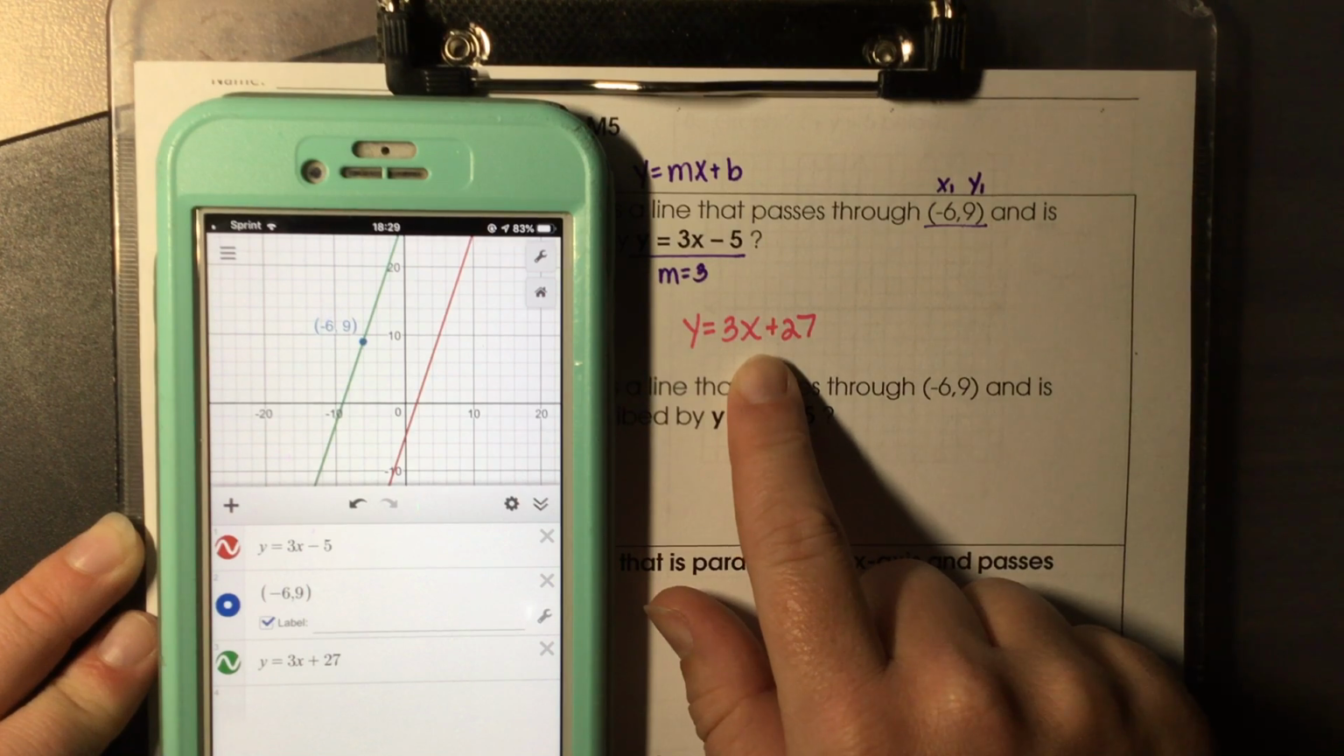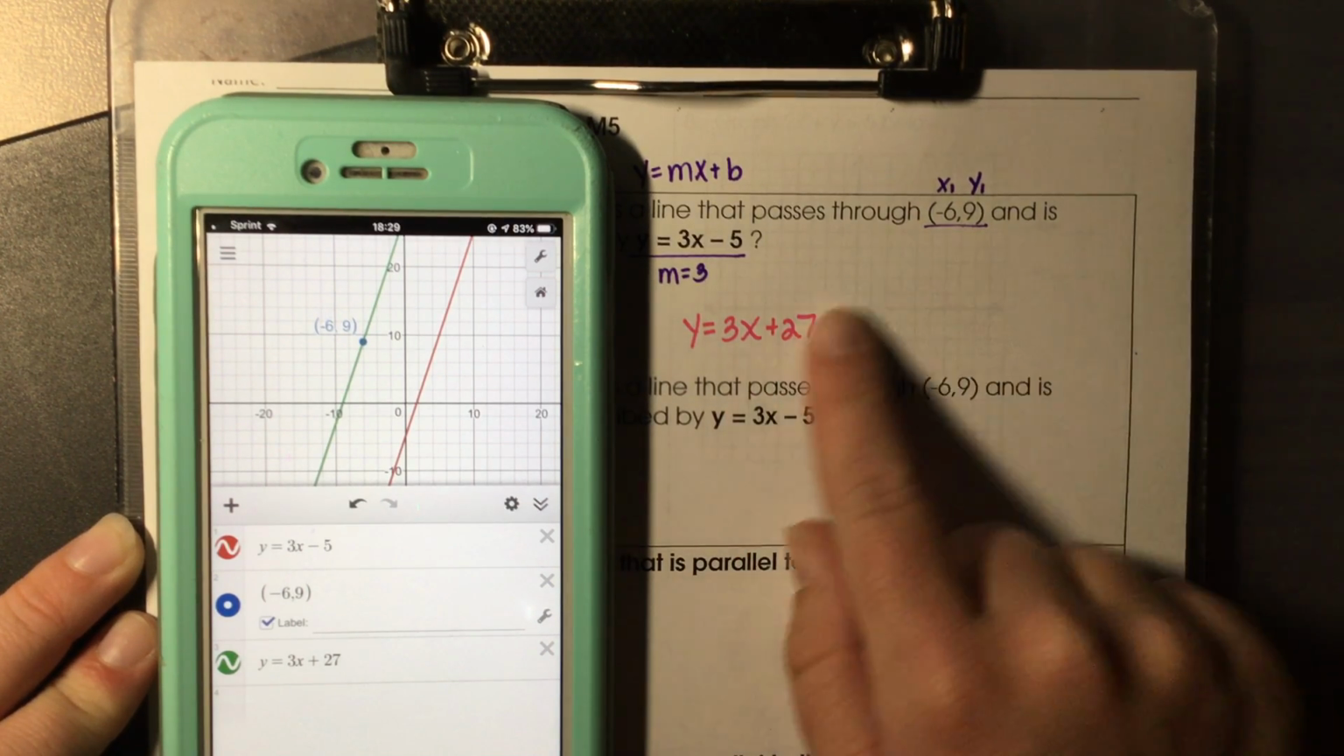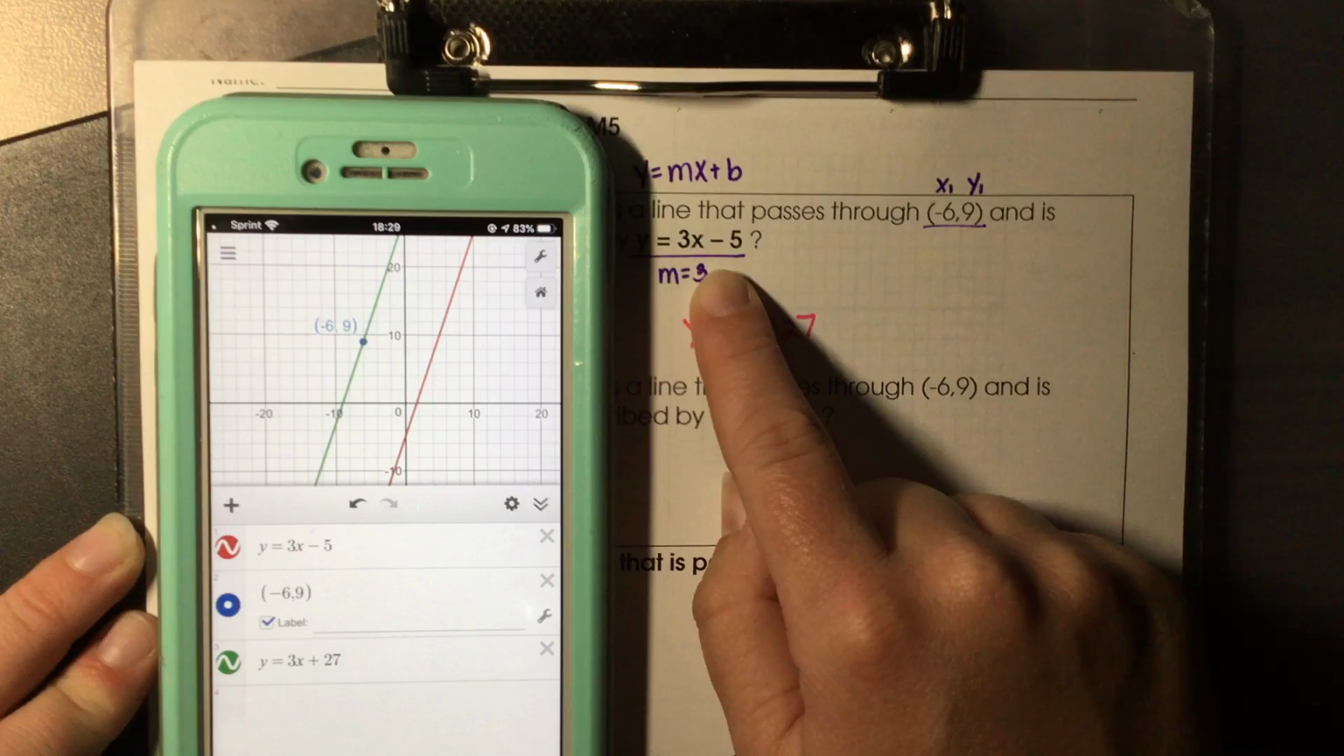So now I have successfully written the equation of a line that goes through the point negative 6, 9 and is parallel to the original equation given.